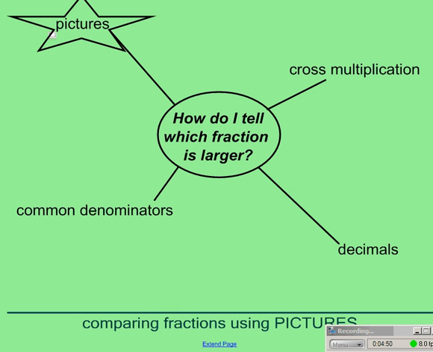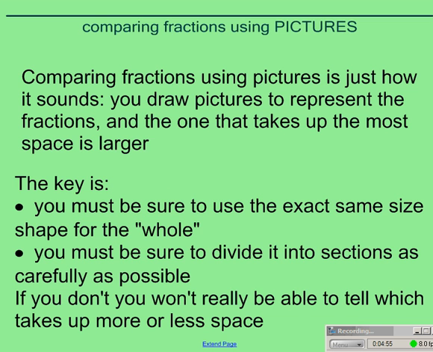All right, the third way we're going to do it is with pictures, so we can tell which fractions are larger using pictures.